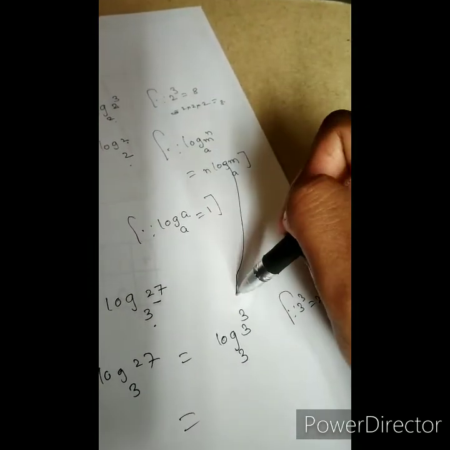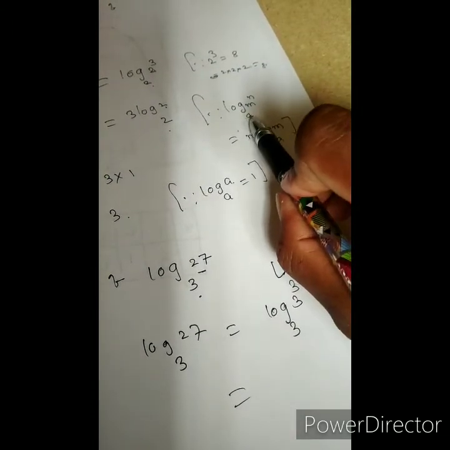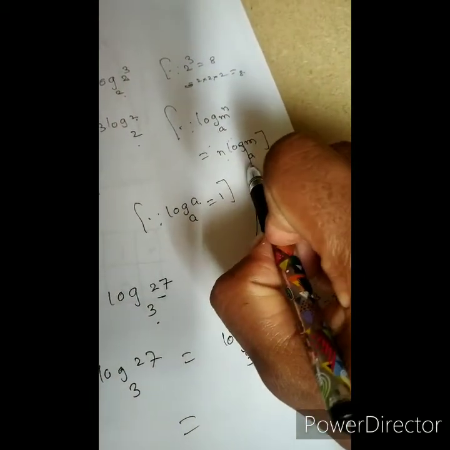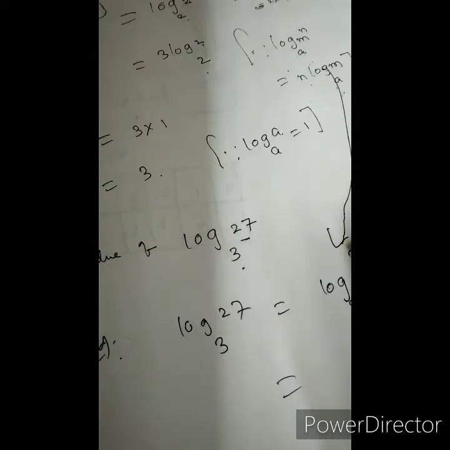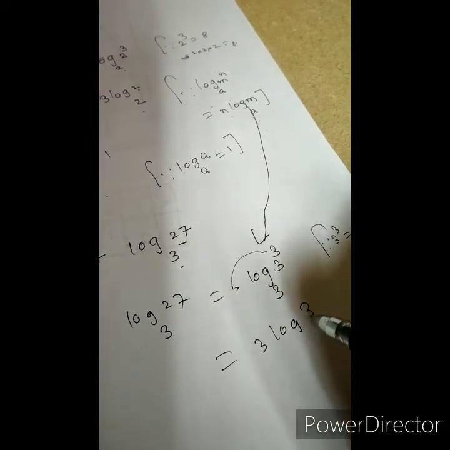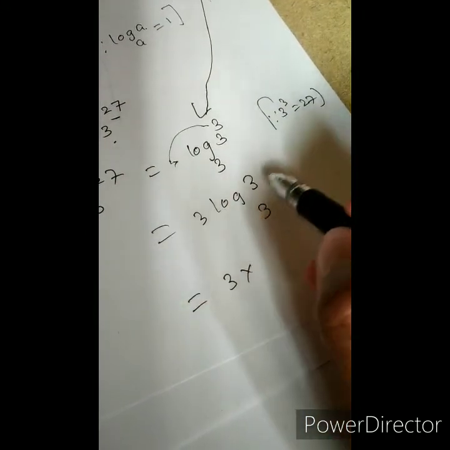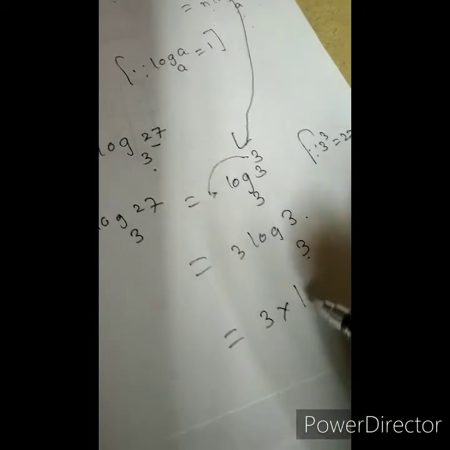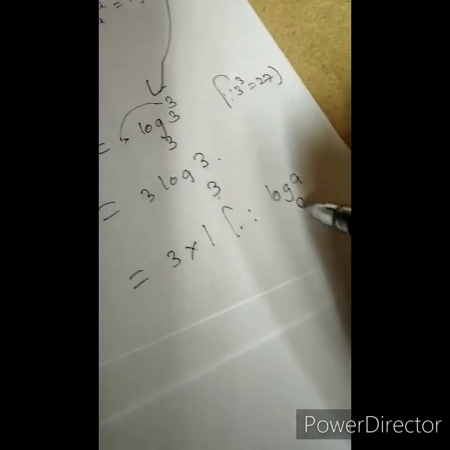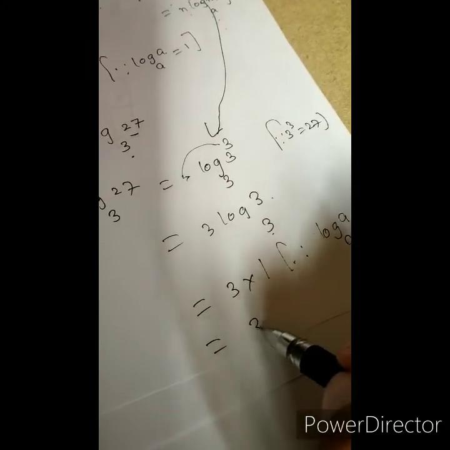again I apply the above rule, log of m power n to the base a equal to n into log m to the base a. From this, this is 3 into logarithm of 3 base 3. This is equal to 3 into 1, since we know that logarithm of 3 base 3 is 1. Why so? Because when the number and its base are the same, its value is equal to 1. So this equals 3 into 1, which is 3.